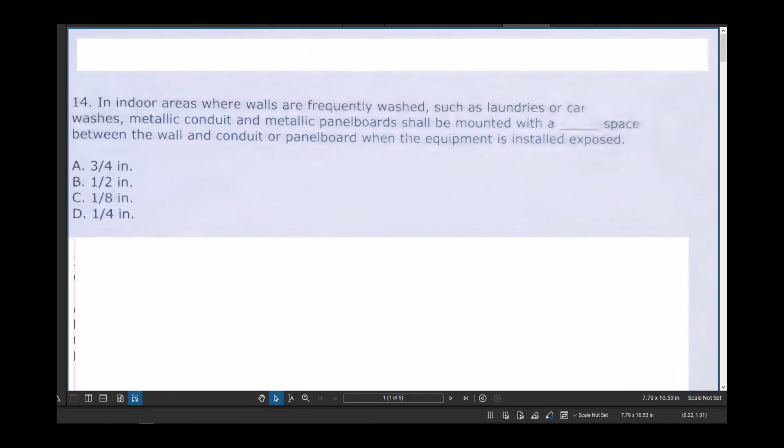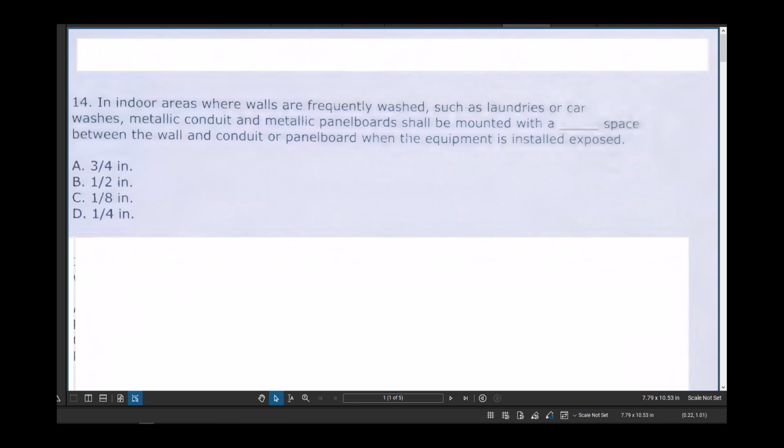Question 14. In indoor areas where walls are frequently washed, such as laundries or car washes, metallic conduit and metallic panel boards shall be mounted with A, 3/4 inch, B, 1/2 inch, C, 1/8 inch, D, 1/4 inch space between the wall and conduit or panel board when the equipment is installed exposed.